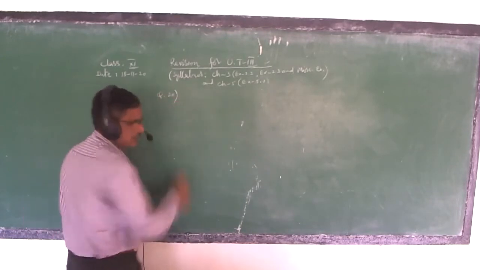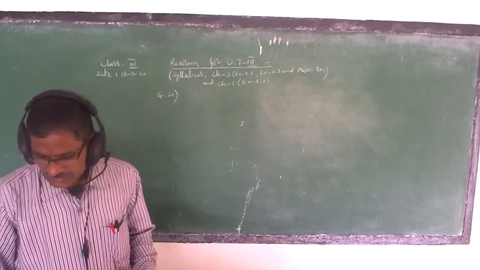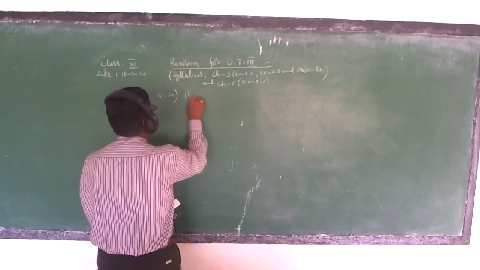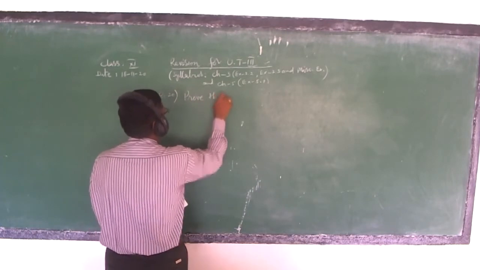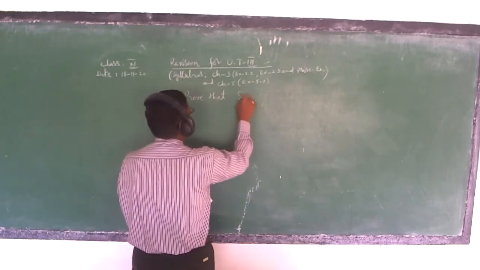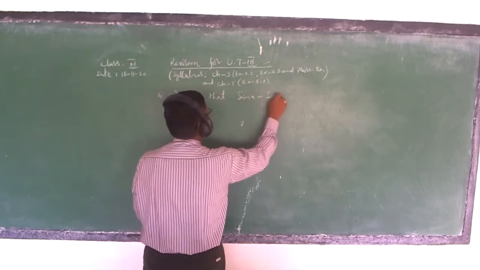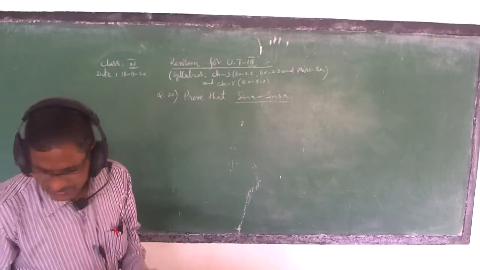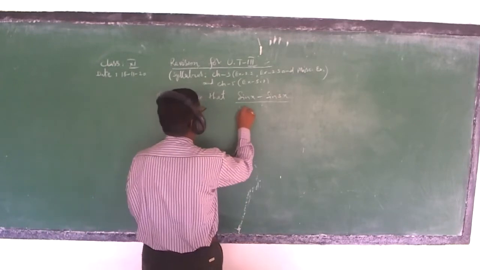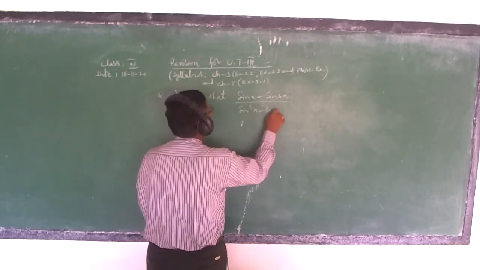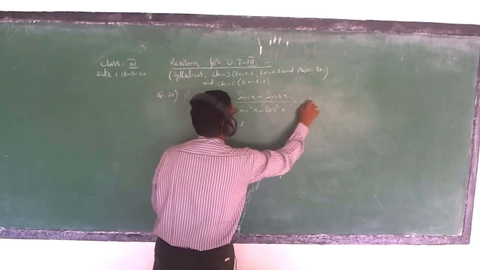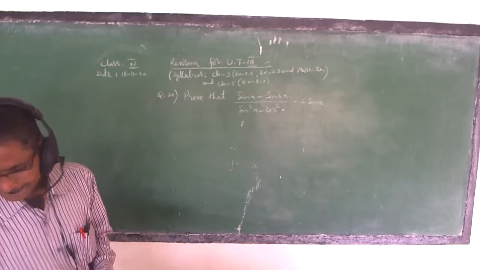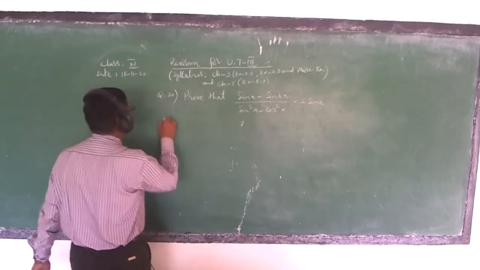Question number 20. Prove that (sin x minus sin 3x) upon (sin square x minus cos square x) is equal to 2 sin x. This is what we have to prove. Let us take LHS.